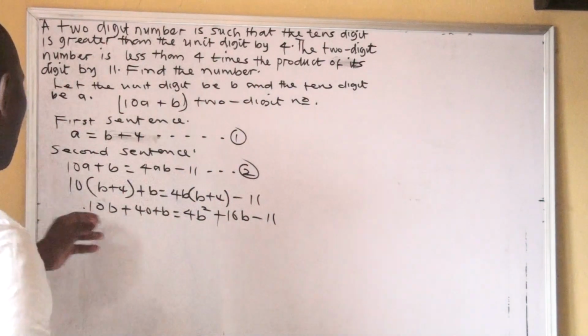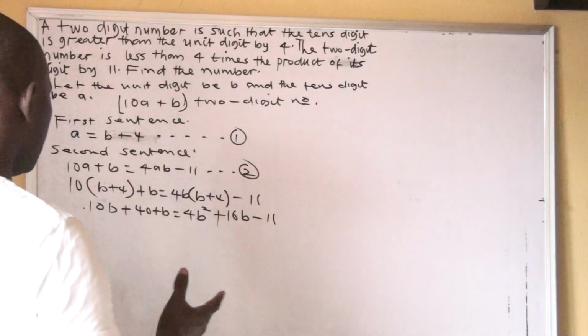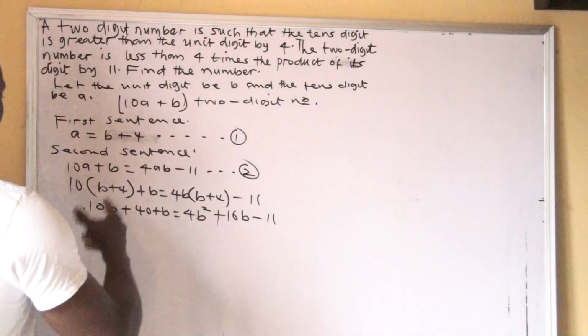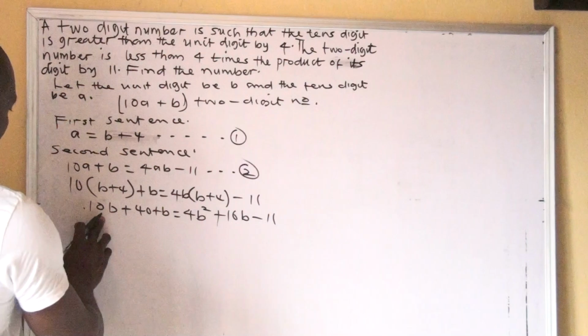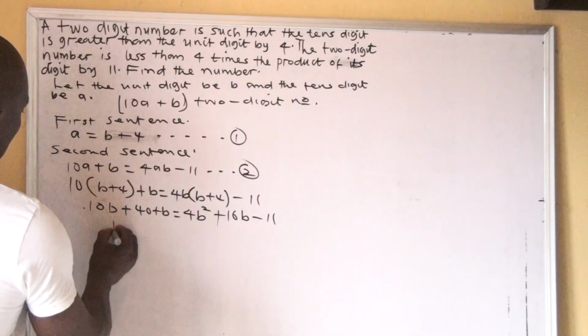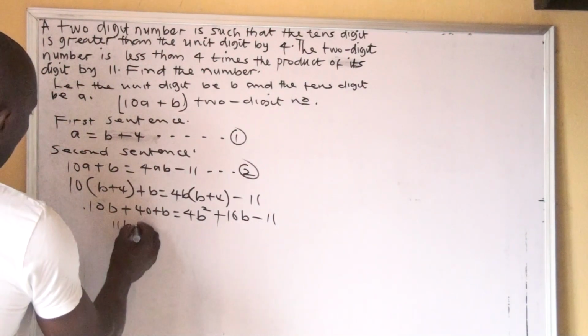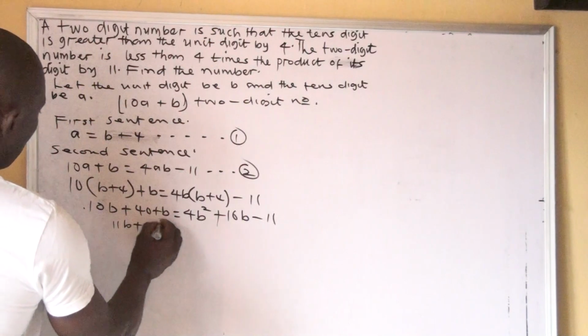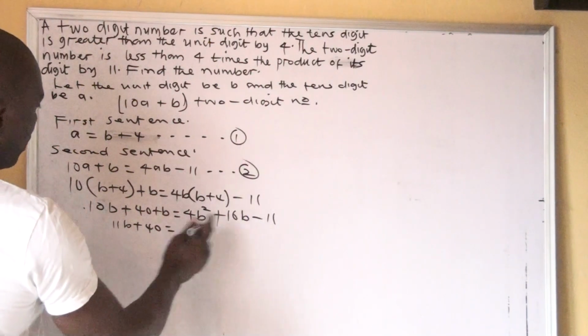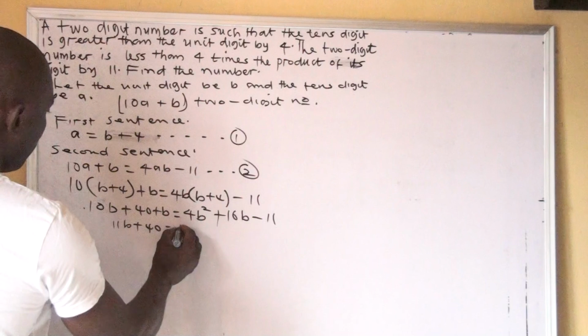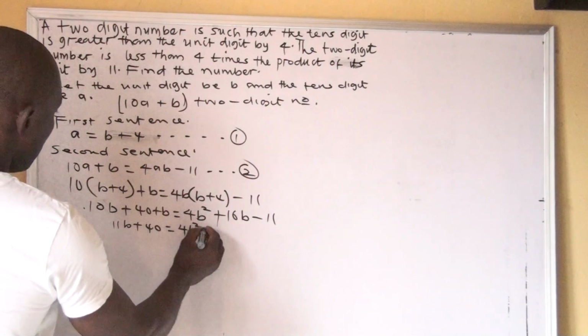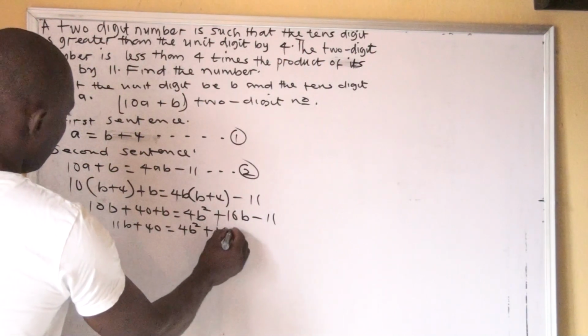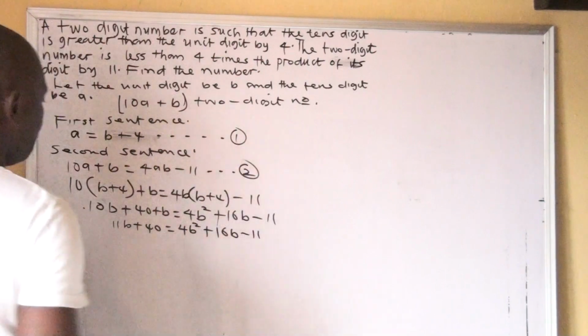So the next step is we're going to collect and group like terms. 10B plus B gives us 11B plus 40 on the left hand side, and on the right hand side we have 4B squared plus 16B minus 11.